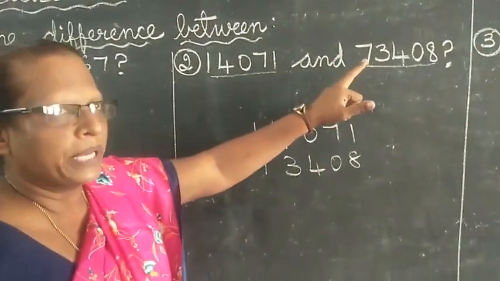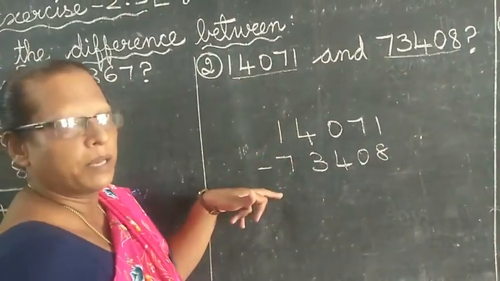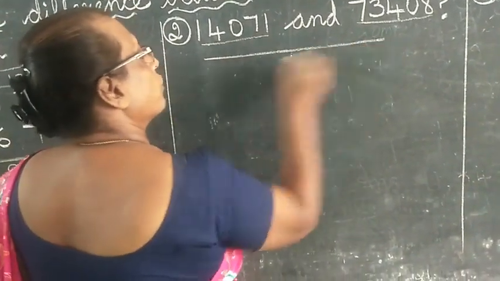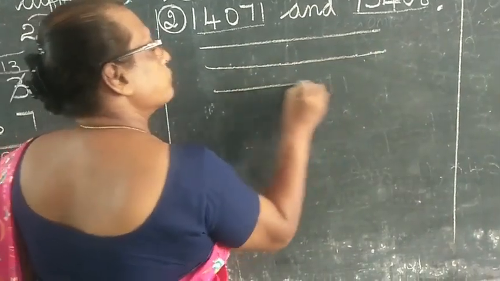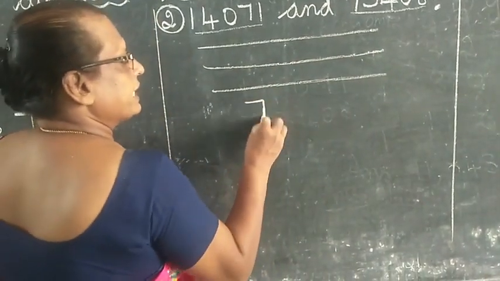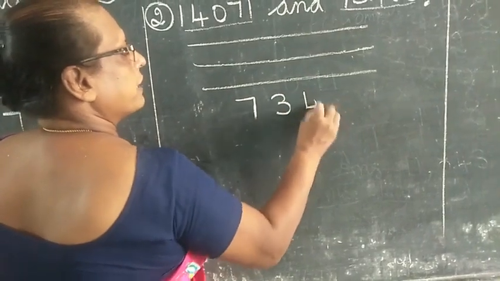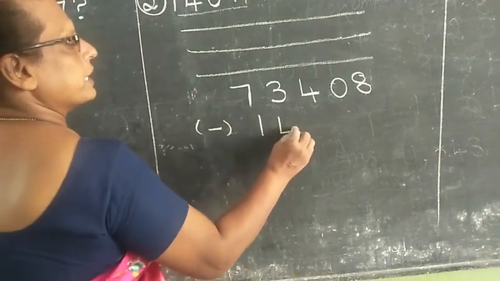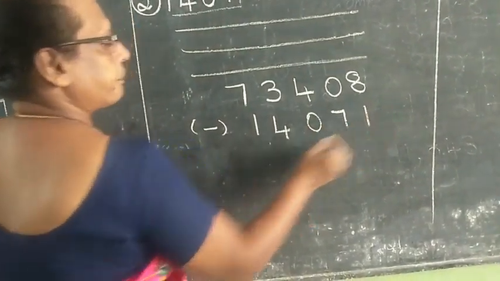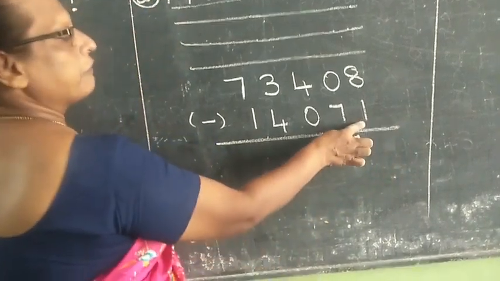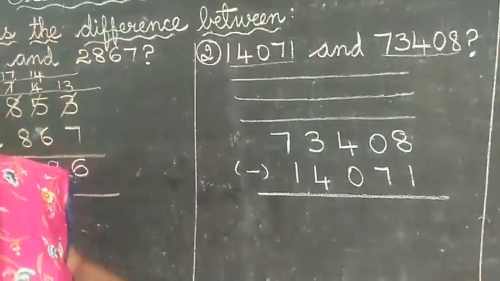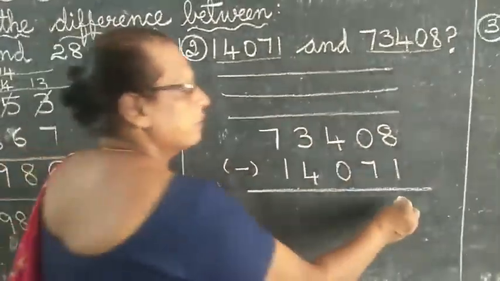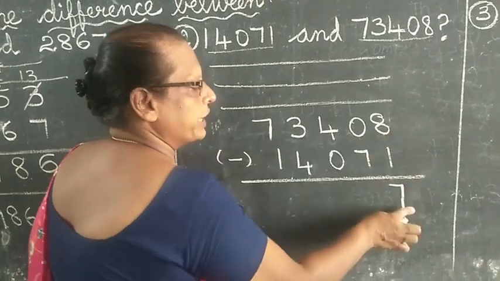Always write the biggest number on the top and the smallest number below. See, you have to leave 2 lines. Don't forget, children. You have to leave 2 lines and then start. 73,408 minus 14,071. Okay children? After 1 you count up to 8: 1, 2, 3, 4, 5, 6, 7, 8. 7. Because here it's the bigger number, you need not borrow.